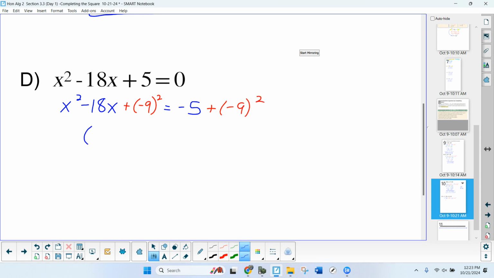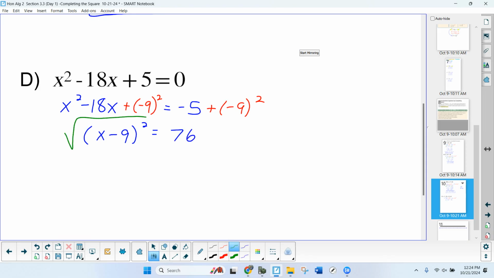Okay, what does this factor into? X minus 9 squared. And what was negative 5 plus negative 9 squared? Negative 76. Shouldn't be negative 76 because you have negative 5 plus 81, right? So it's positive 76. Do you see how it's positive and not negative? Okay, now what are you going to do?